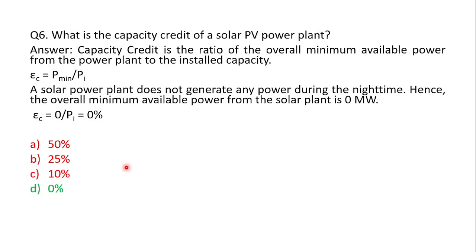So a solar plant does not generate any power during the night time. So even in one day, the minimum power is 0 megawatt. So 0 divided by whatever it is, so it is 0% always.